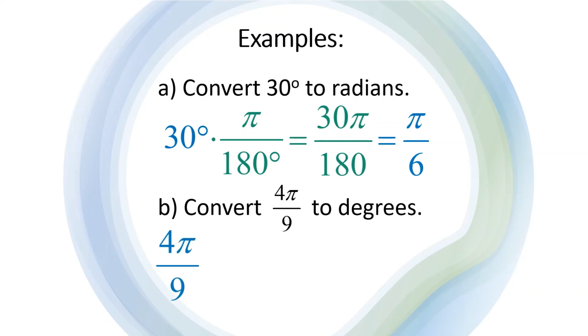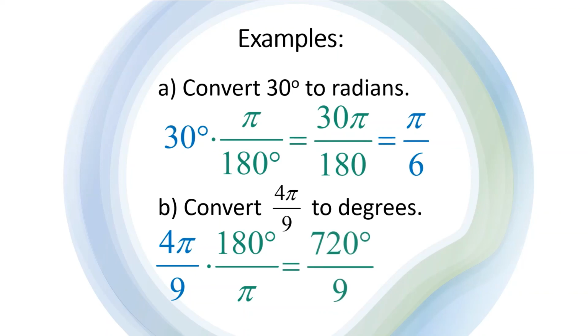Converting radians, we would want to eliminate the pi. So I'm going to multiply by the fraction or ratio that has pi in the denominator. When I do that, the pi's cancel out and we can simplify the fraction. 4 pi over 9 is equivalent to 80 degrees. It's as simple as that.